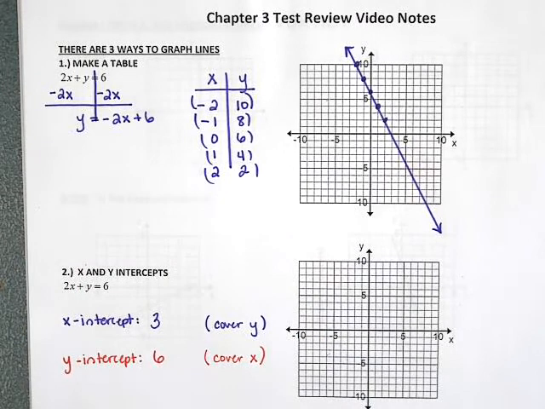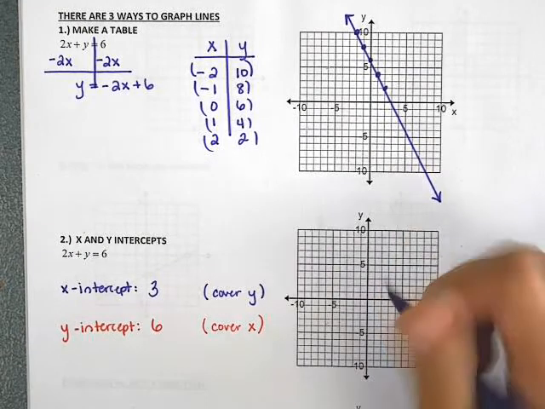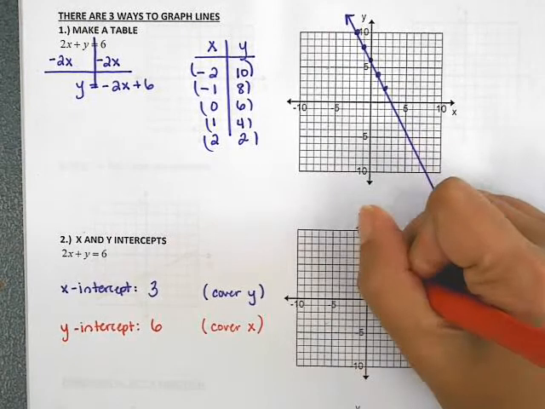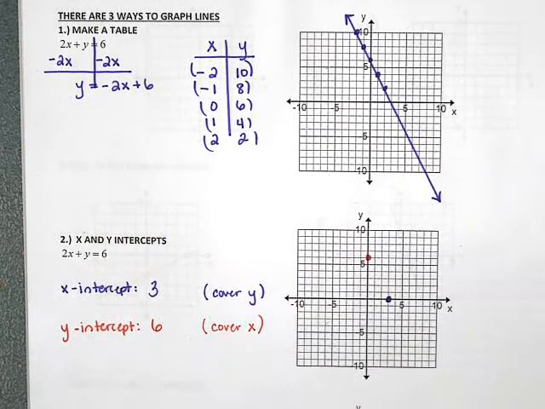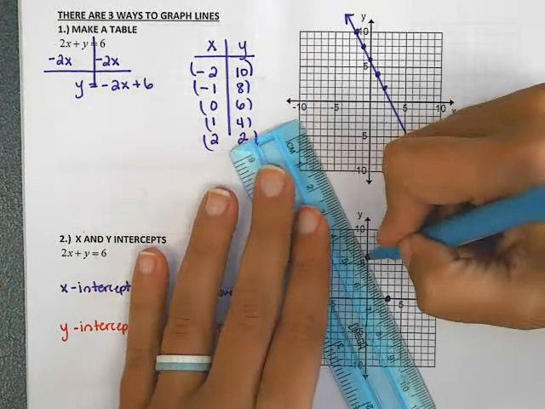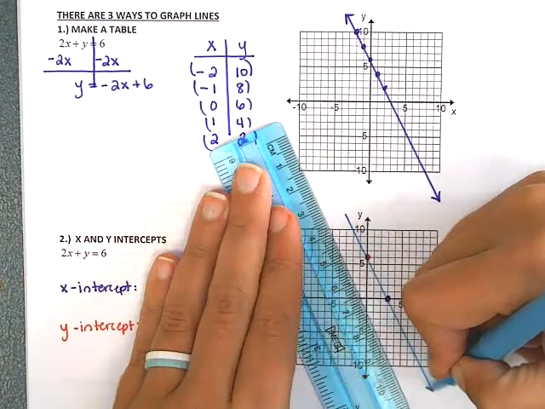Now I'm going to graph on the x-axis at the positive 3, on the y-axis at the positive 6, and I'm going to draw a line through those points that goes beyond the edges of the graph and has arrows on both ends.